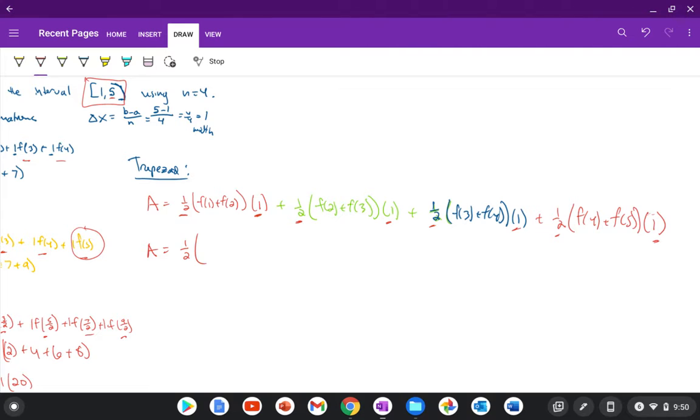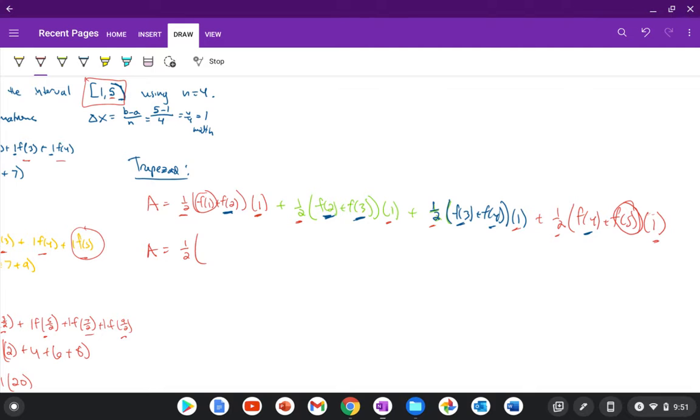So that 1/2 can pull out. And then you'll notice a couple other things here. The f of 2 is repeated twice, right? F of 3 is repeated twice. F of 4 is repeated twice. Now f of 1 and f of 5, the endpoints, only occur once.